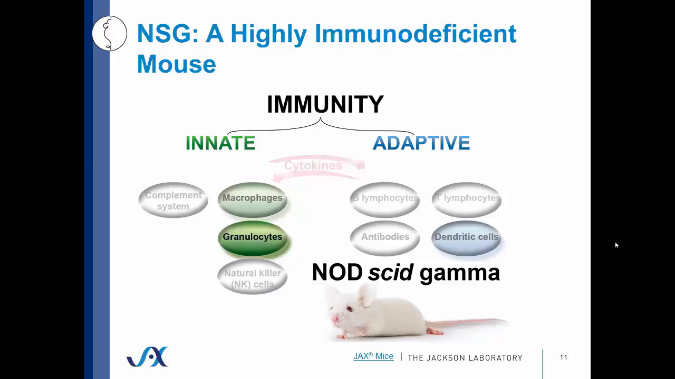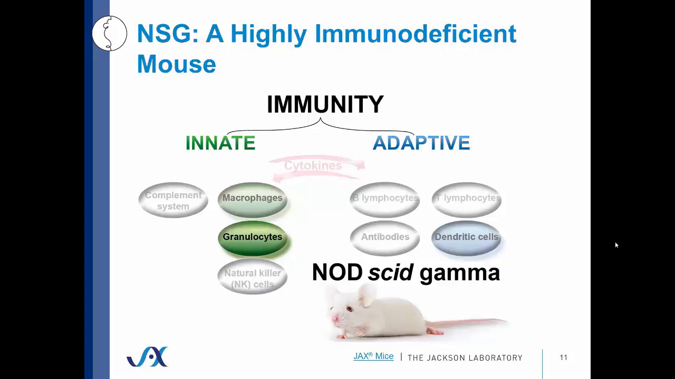Due to the IL-2 receptor gamma chain, there are no natural killer cells that functionally develop. Due to the SCID mutation, there's no B cells and T cells, so there's no antibodies being produced. And also due to the genetic background, there are no dendritic cells or reduced dendritic cell function. And then, of course, there's severely diminished cytokine signaling in these animals.